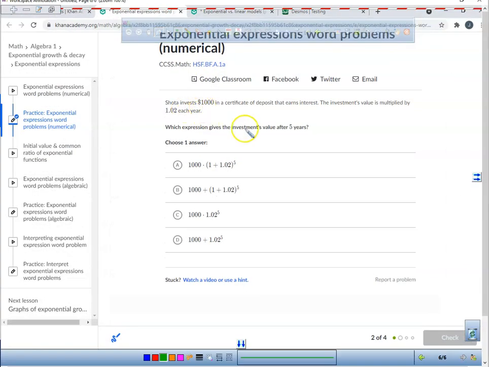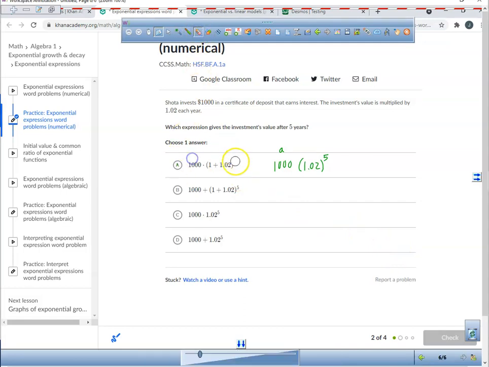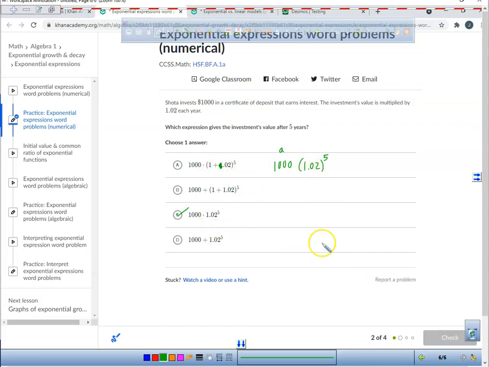Shota invests 1,000. That's the initial value. It is multiplied by 1.02 each year. After 5 years of growth, that's going to be my answer. So 1.02 to the power of 5, there's the 1,000. It's going to be answer choice A. Oh, whoa, no, it's not. That's not going to be answer choice A. It's supposed to be 1 plus that. It's answer choice C. Whew, that was a close one. If that was a 0.02, then that would have worked out. But that matches right there.